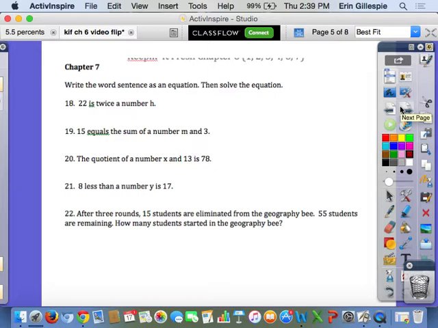All right, moving on to chapter 7. Write the word sentence as an equation, then solve the equation. Don't worry about this little part up here. That was just when I copied the sheet and I got a little bit extra.